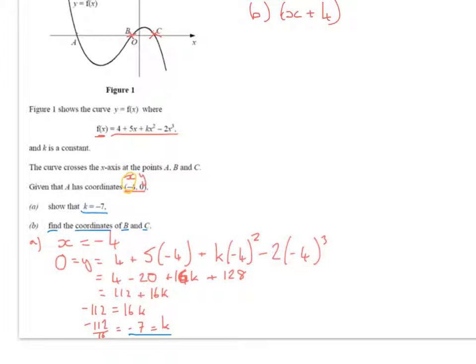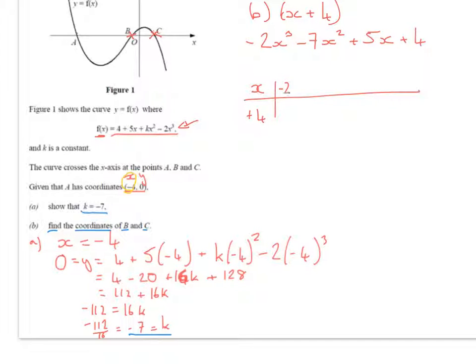What can I do with that information? Well, if that's a factor of this polynomial, if I divide it by x plus 4, I should get a quadratic, and I should get two potential solutions for B and C. Let's see. I'm going to rewrite this polynomial: minus 2x cubed minus 7x squared plus 5x plus 4. And if I use my box, I've got x here, I've got plus 4 here.